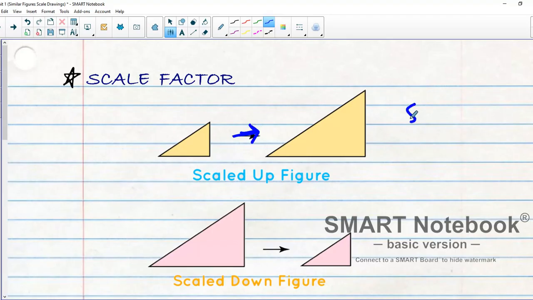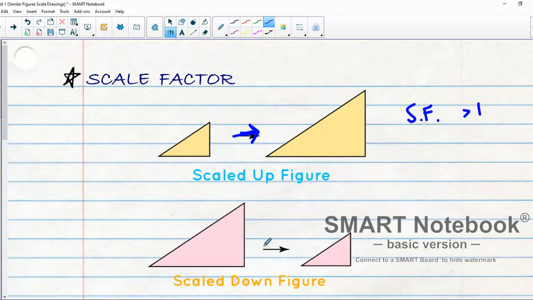What do you think the scale factor is going to be in general? Yeah, it's going to be greater than 1, right? Because you have to make something larger, so it has to be more than 1. It could be 1.1 times bigger, a little bit bigger, or it could be 10 times bigger, right?